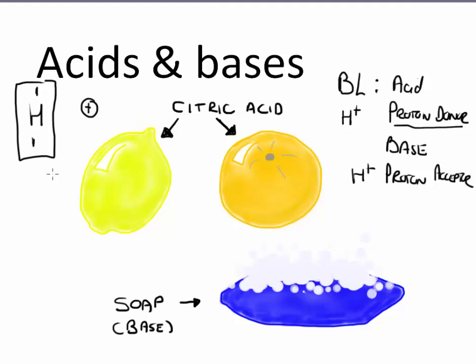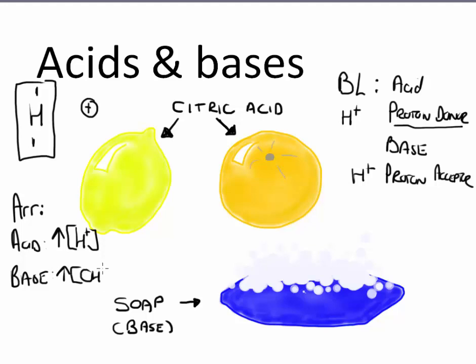There's another definition here that we just need to touch on. It's called the Arrhenius definition. For an acid, the Arrhenius definition is that there is an increase in the concentration of H+, and for a base, there will be an increased concentration of OH-. So these two definitions are also important just because they are a little bit different to the Bronsted-Lowry definition.